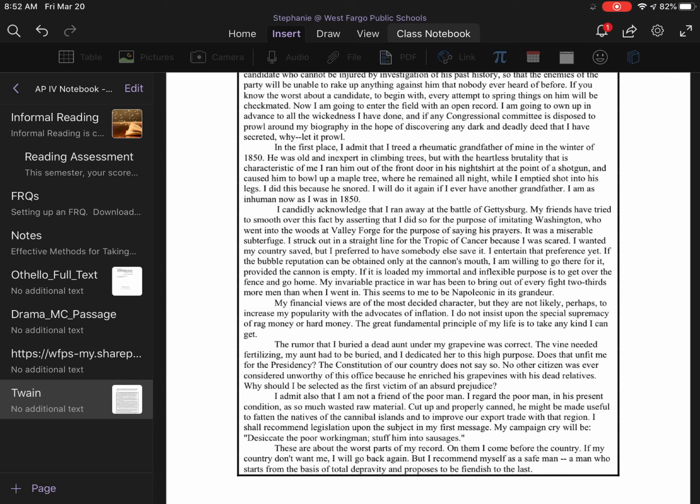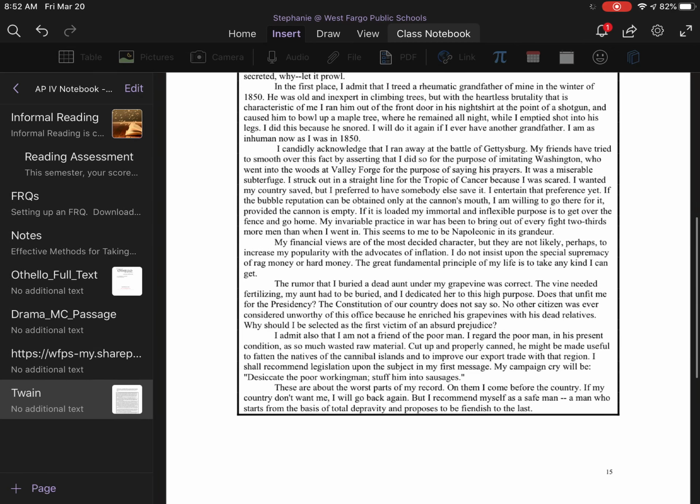My financial views are of a most decided character, but they are not simply, perhaps, to increase my popularity with the advocates of inflation. I do not insist upon the special supremacy of rag money or hard money. The great fundamental principle of my life is to take any kind I can get. The rumor that I buried a dead aunt under my grapevine was correct. The vine needed fertilizing, my aunt had to be buried, and I dedicated her to this high purpose.